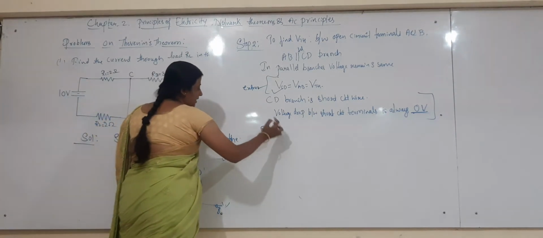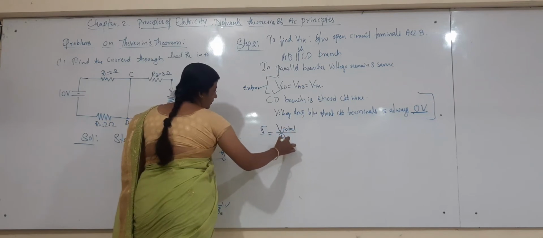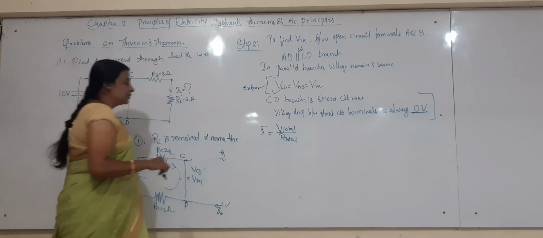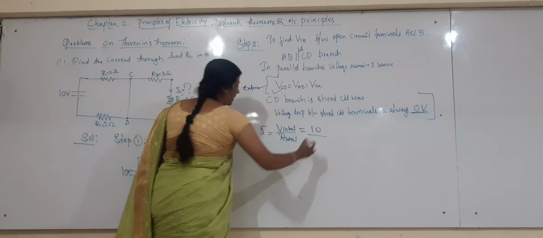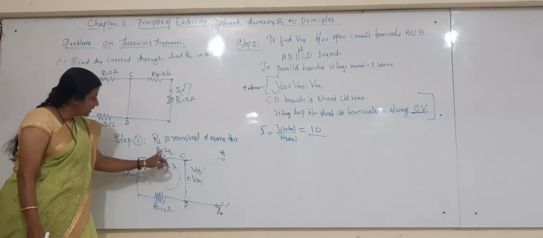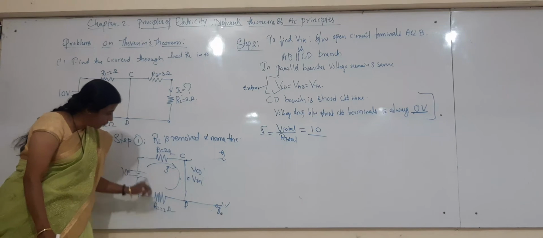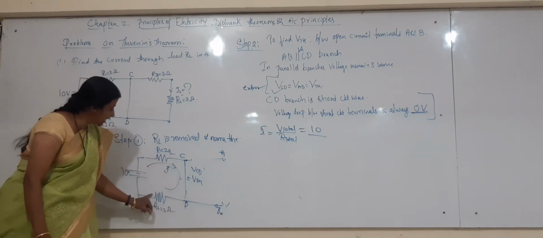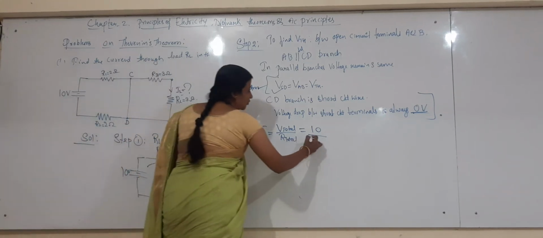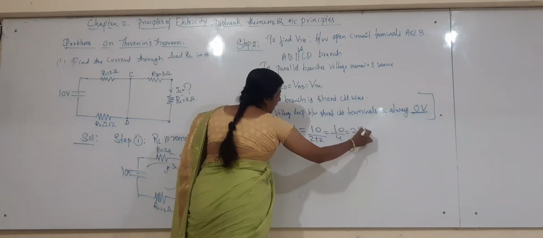The current in the circuit is equal to the total voltage V total divided by R total. V total is 10 volt, so that is 10 volt divided by R total, the total resistance in this circuit. When we move in this direction, R1 and R2 are connected in series. When they are in series, the total resistance is 2 plus 2, which is 4 ohm. So 10 divided by 4 is 2.5 ampere.